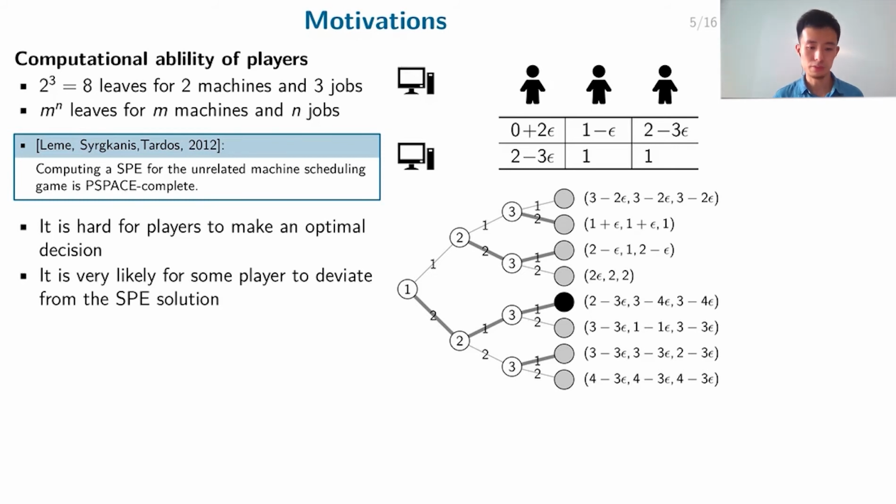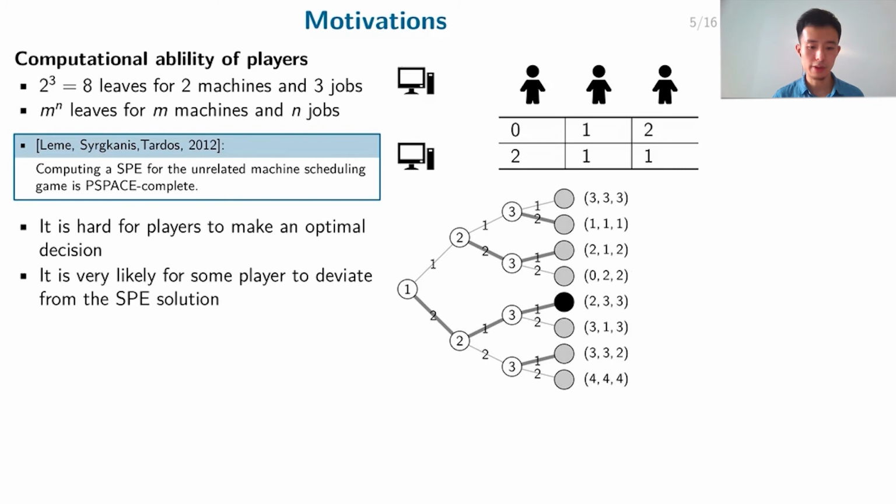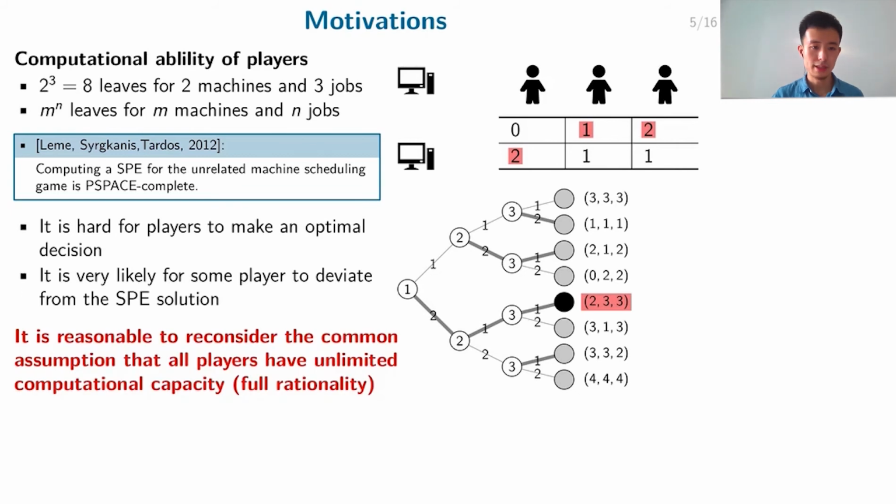Let's say in this example, we remove the small value terms to make it more obvious. If we observe the SPE, we will find that the first player chooses a machine with a large processing time, rather than the machine with a 0 processing time. So intuitively, the first job might prefer the 0 processing time to some degree, that we believe. So depending on these 2 reasons, it seems reasonable to reconsider the common assumption that all players have unlimited computational capacity, or we call it full rationality.